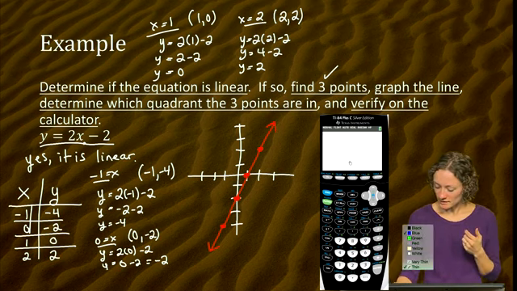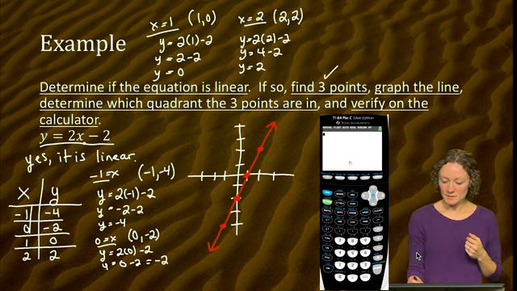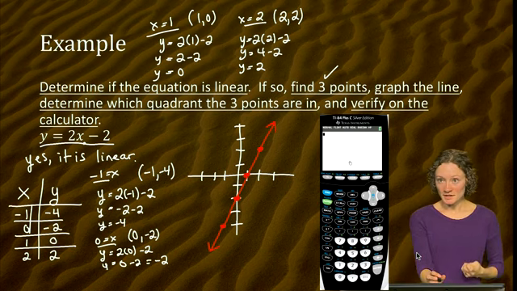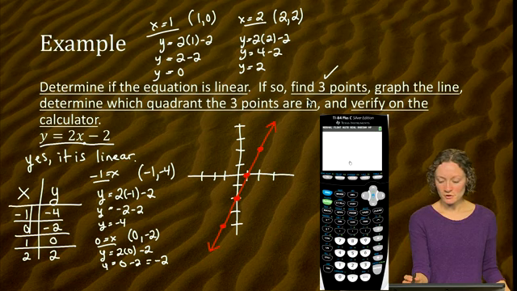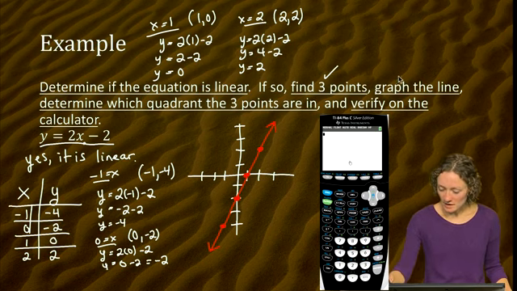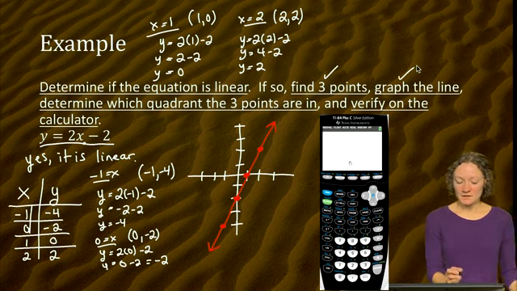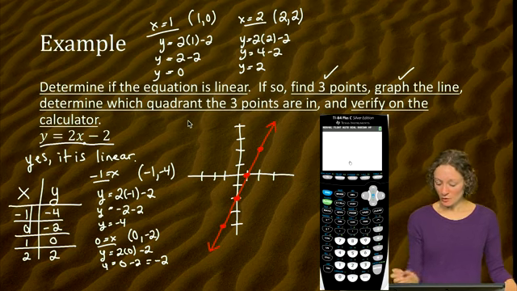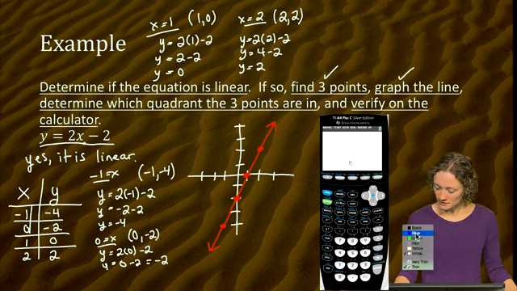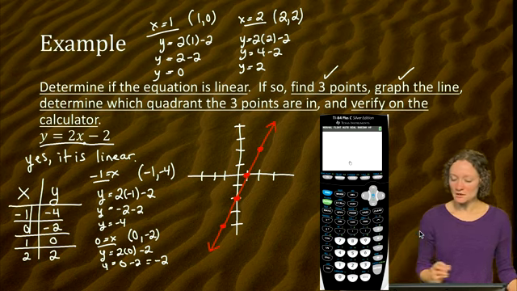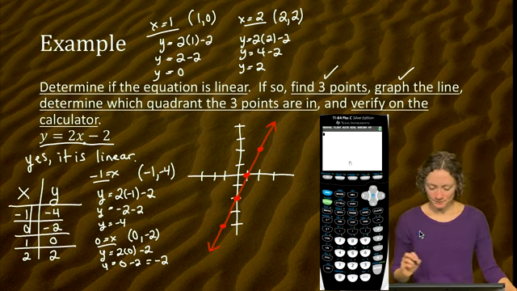So there's our next step. We determined that it was a linear equation, then we found 4 points. We graphed the line. Next, we're going to determine which quadrant the points that we found are in. Let's just do it for all 4. Blue. And then we'll verify on the calculator.